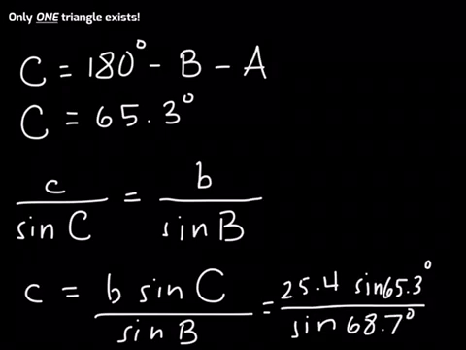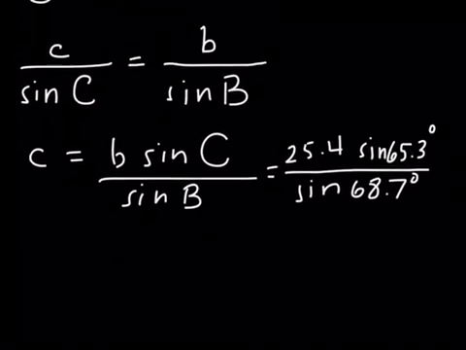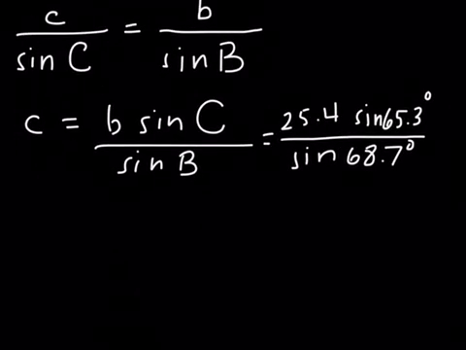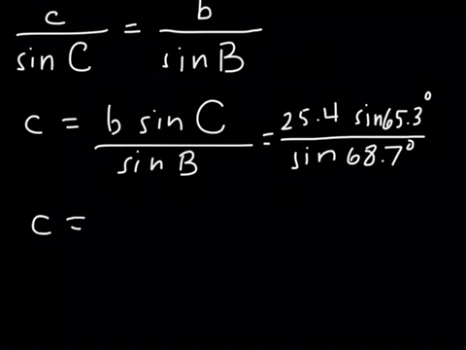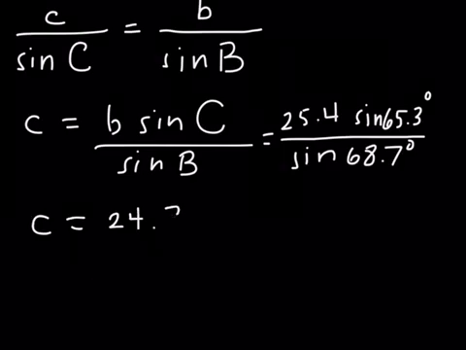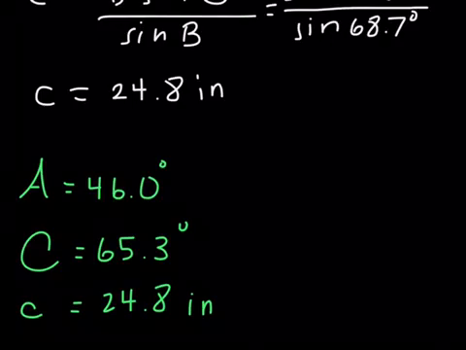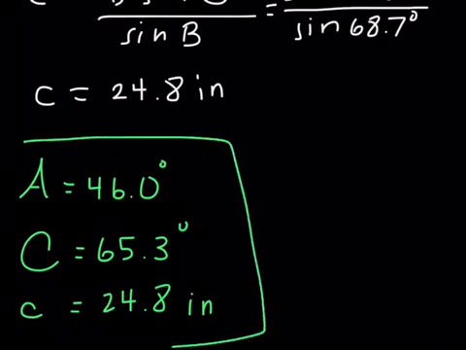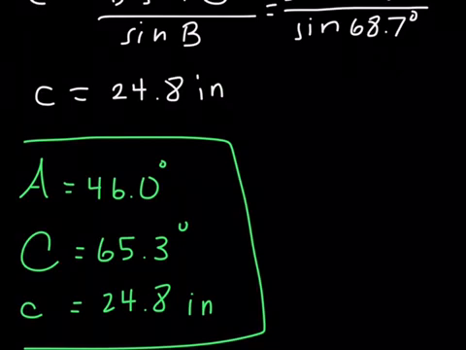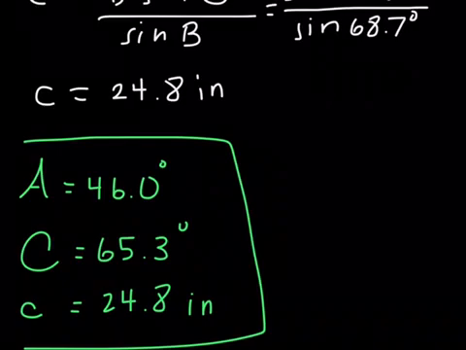Okay? All right, guys, let's see what this gives us. If you punch all that into your calculator, C is equal to 24.8 inches. Cool? So here's the final information: we found angle A, we found angle C, and then we just found side C. Cool deal, everybody. Let's do one more problem before we wrap this up.